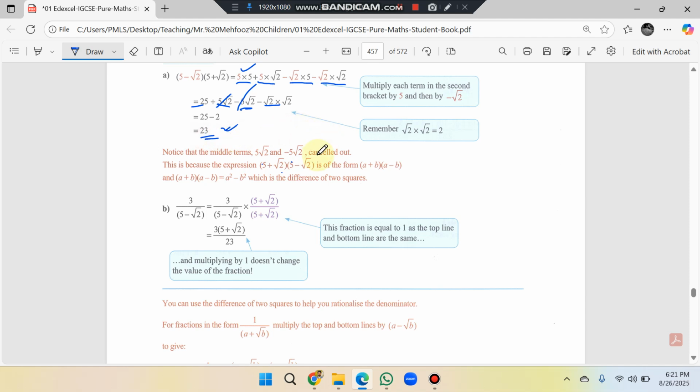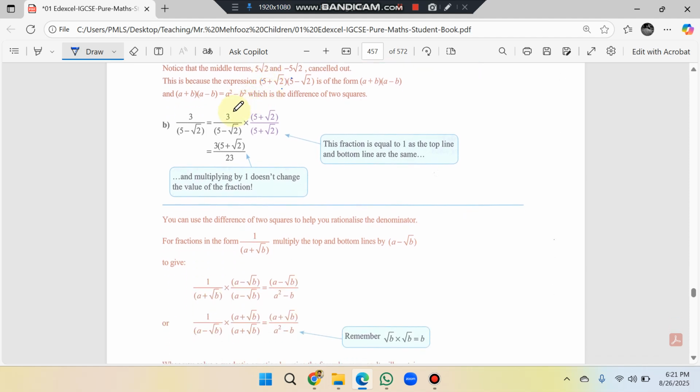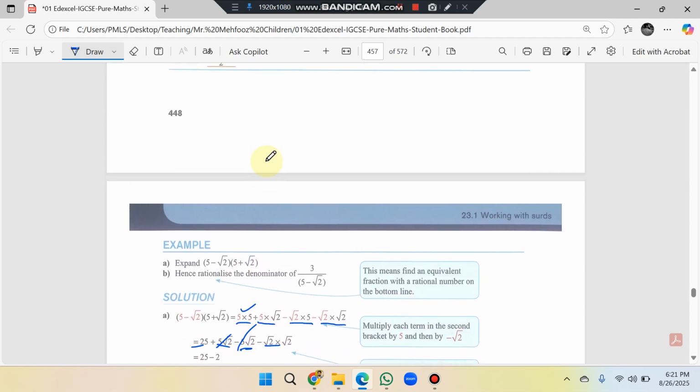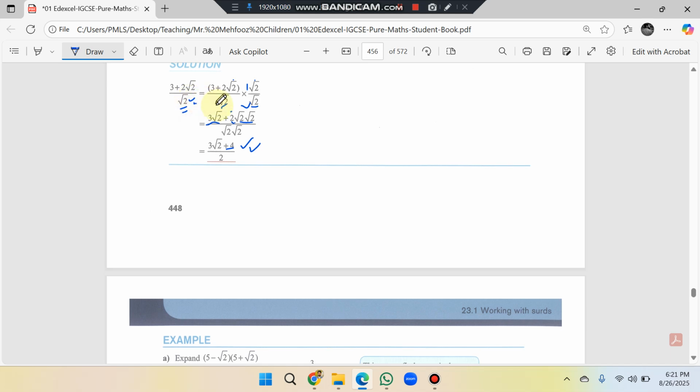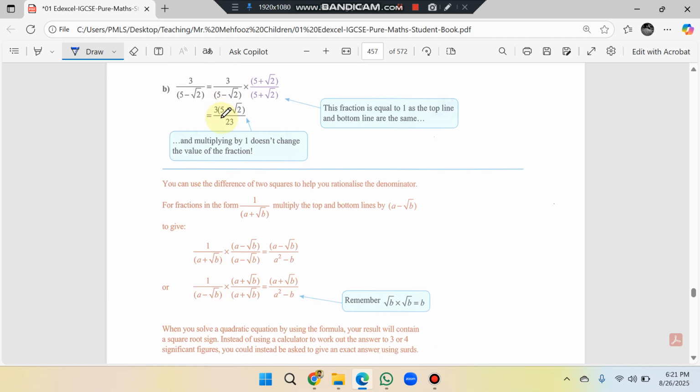So here we have two methods for completing this example. Next is part B. Our question is 3 over 5 minus square root of 2. In the previous example, you can see that in the denominator we have just one term involving a square root, but in part B, we have two terms which are subtracting in the denominator.